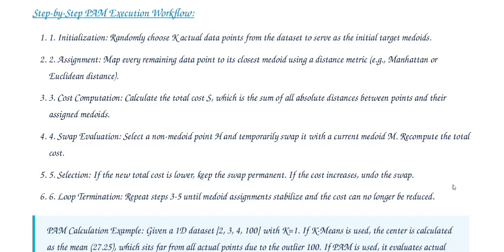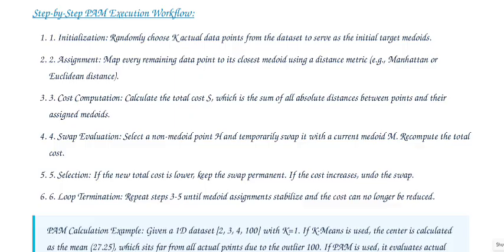First, the initialization. It randomly chooses k actual data points from the given dataset to serve as the initial target medoids. Second, the assignment. It maps every remaining data point to its closest medoid using a distance metric. They are the Manhattan and the Euclidean. There are two distinct formulas given for the distance, for the Manhattan and the Euclidean.